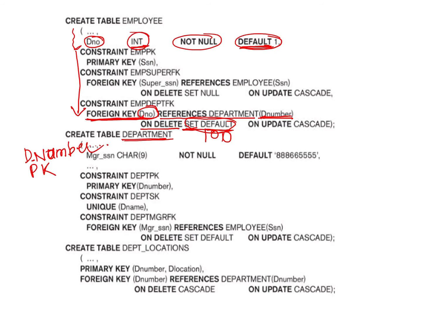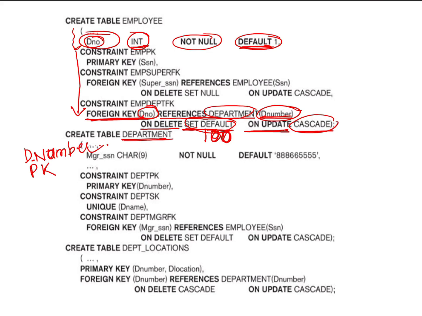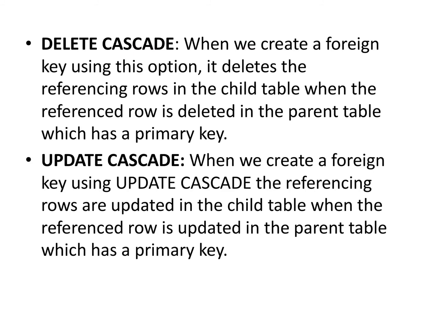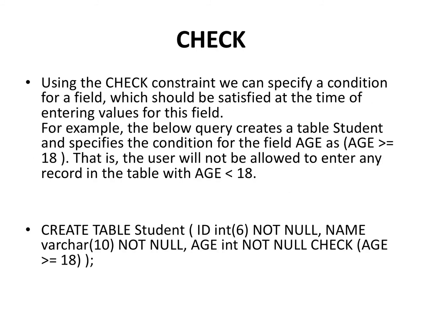So I can set some default. I can say if it is deleted, then the default number is 100, or on update cascade. It also says on update. On update means whenever department D number is updated, then cascade, that means the same update should be reflected in this D number. So automatically it should be updated. That is the meaning here. So these kinds of constraints we can have. So this was about the cascade and default. This was all about the foreign key concept.